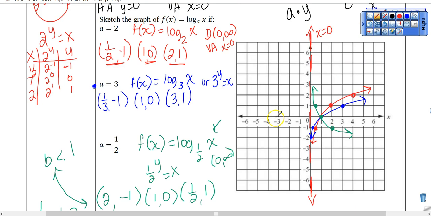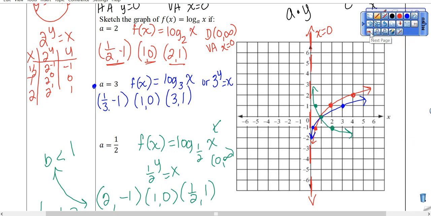So let's make a generalization. If your base is greater than 1, what will your graph do over the interval of the domain? If your base is greater than 1, what does your graph do over the domain? It increases, it grows. If your base is less than 1 over the domain, your graph will decrease or decay. Okay? Same thing as it was with exponentials. All right, moving on.